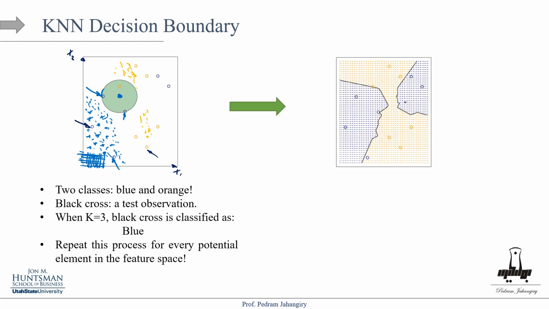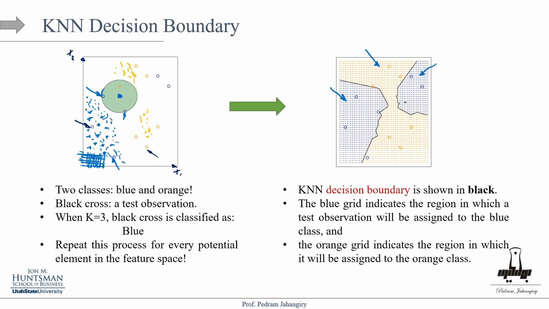Okay, so this is, at the end of the day, what the decision boundary is going to look like. So all the observations here are going to be classified blue, all the observations here are going to be classified orange, and here are going to be classified blue, right? So basically, the KNN decision boundary is shown in black, right? So this is our decision boundary.